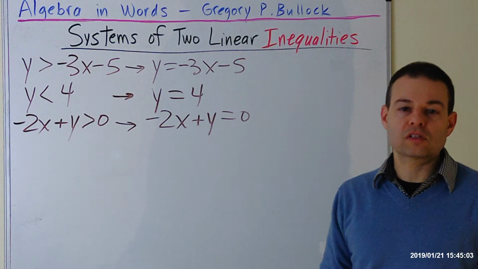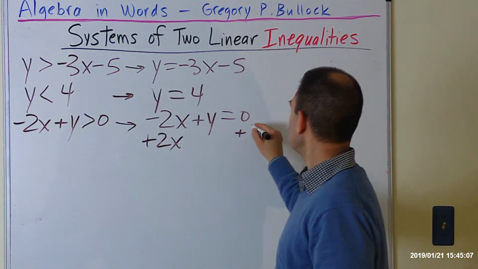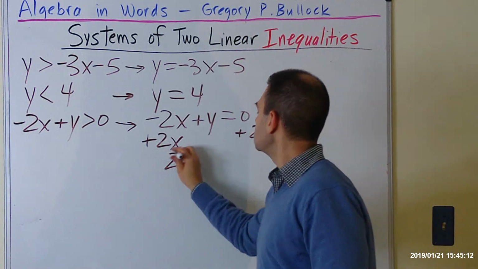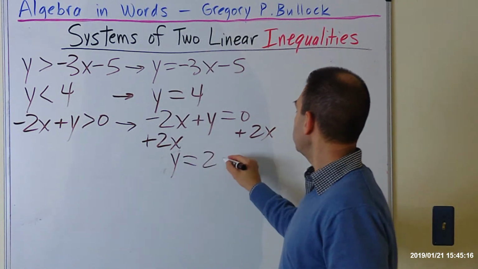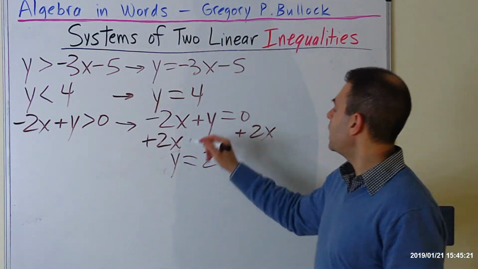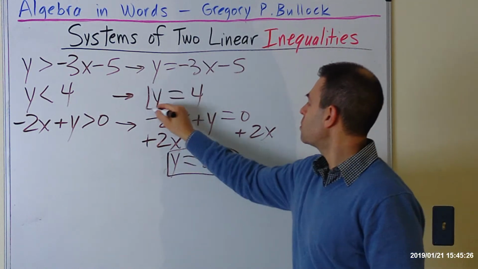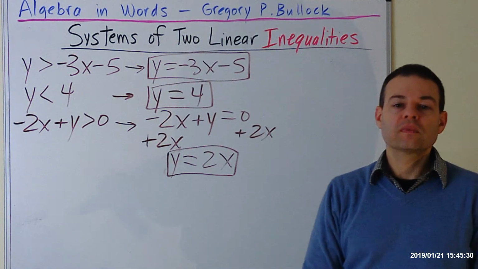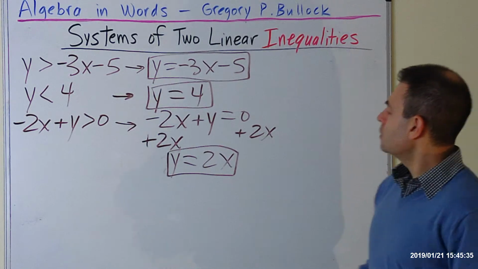Let's convert this into slope-intercept form. I'm going to add 2x to both sides, which is going to make y equals 2x, and that's it. All right, so we have this equation, we have this equation, and this equation, and now the next step is to graph all 3. Let's do that here.